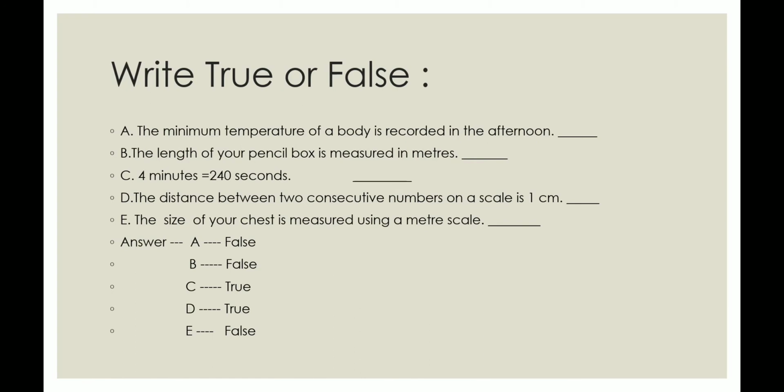C part. 4 minutes is equal to 240 seconds. As we know, 1 minute is equal to 60 seconds. So 4 minutes is equal to 4 multiply 60, then 240 seconds. So this is true. C is true.